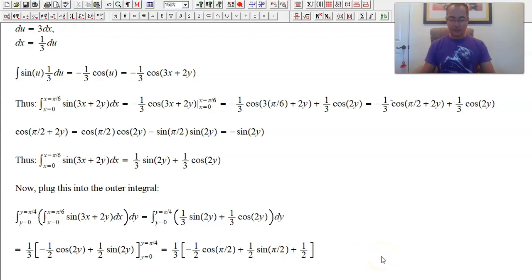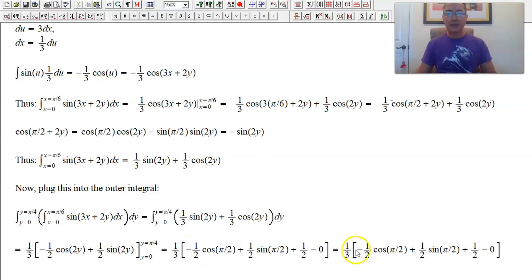Sine 0, that's 0. So minus 0. Okay, so what survives here? Cosine pi over 2, that is also 0. Sine of pi over 2, that is 1. Okay, so we get 1/2 plus 1/2. I'll put that step. Okay, so that's gone. We have 1/2 plus 1/2. So that's just 1. Final answer, we get 1/3.